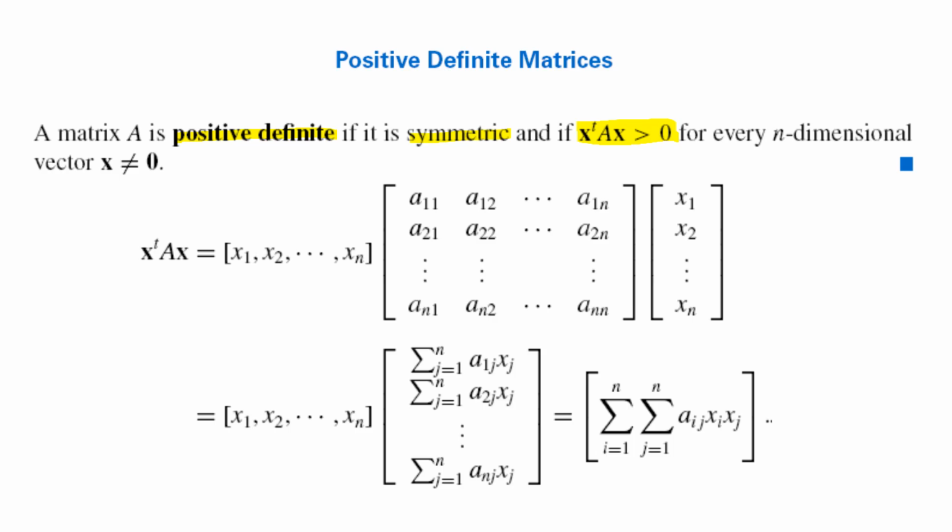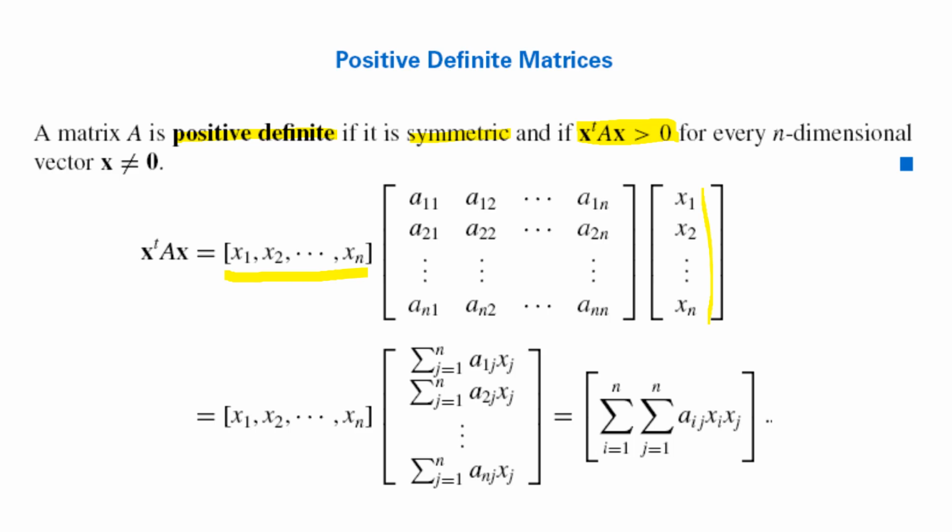Now we consider x transpose Ax. The x vector is mentioned here. This is the x vector, while this is the transpose of the vector x. Here A is a matrix which is symmetric and has n dimensions.